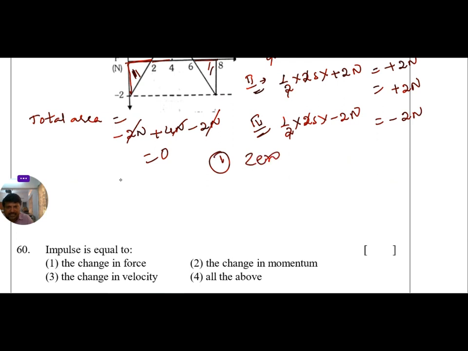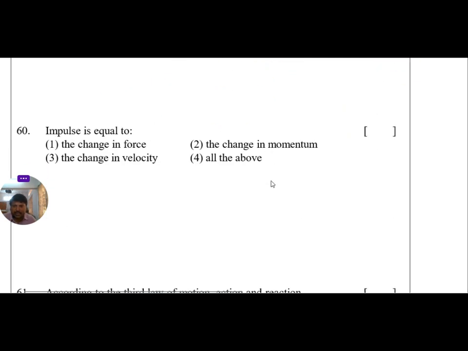The answer is 0. Next, 60th question. Impulse, we know very well, impulse is equal to change in momentum. So option 2 is the right answer.